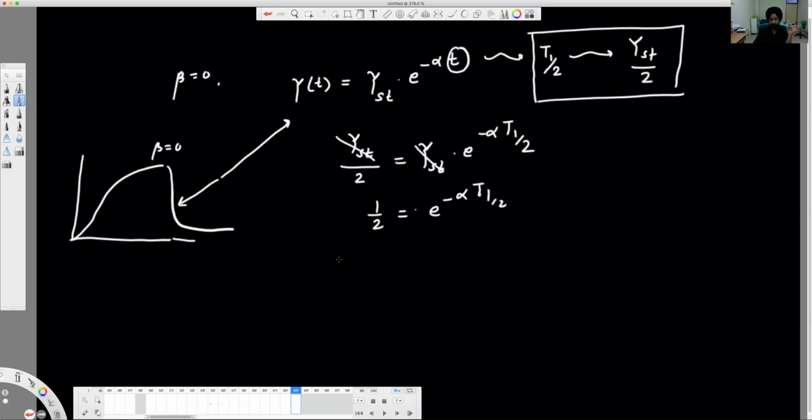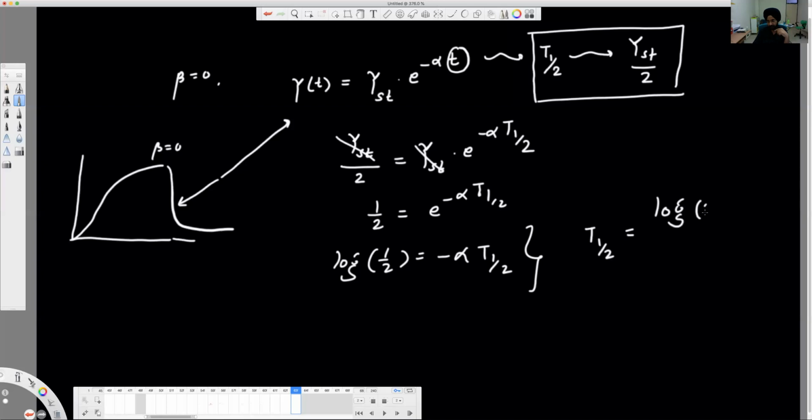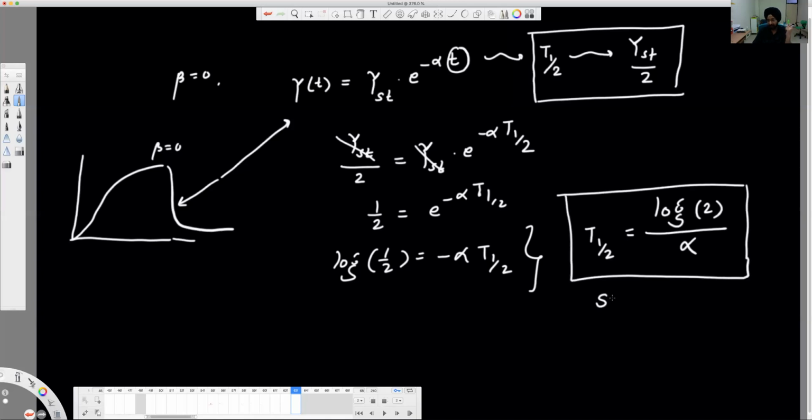So you take the log on both sides. So what is your T half now, anybody? You take log half on the other side, and this becomes T half is equal to log 2 by alpha. Log of 2 by alpha. That's the equation for T half.